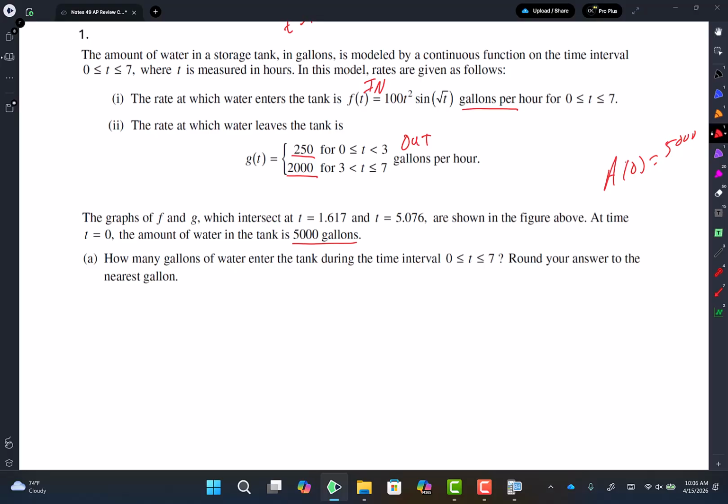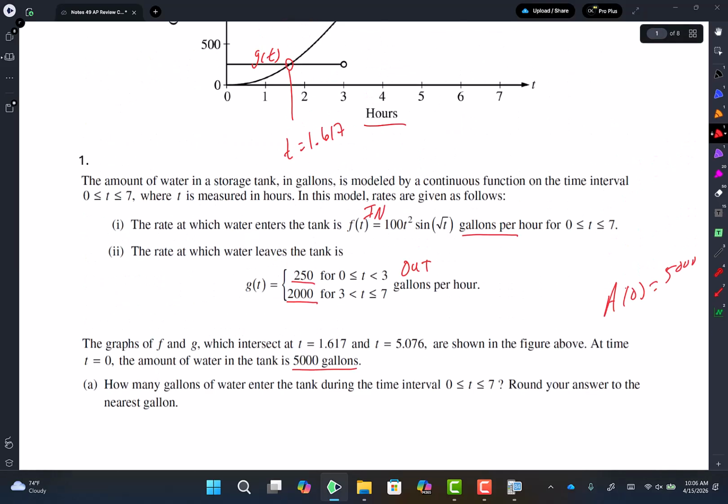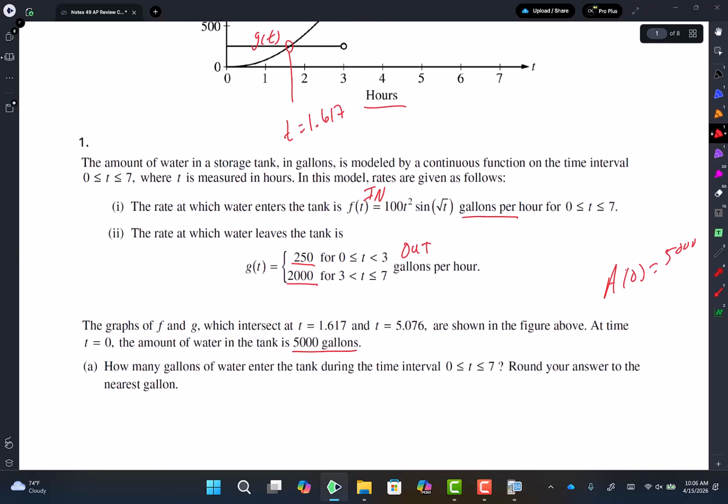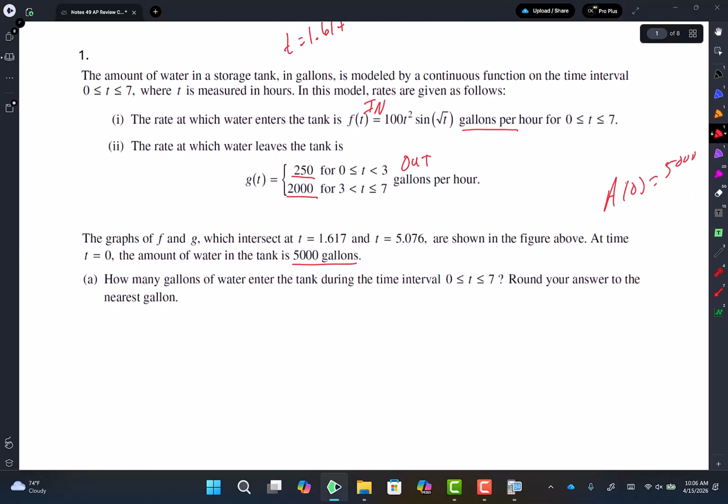If at t equals 0 the amount of water in the tank is 5,000 gallons, shouldn't that be shown on the graph? No, the graph is a rate. It is not how much water is in there. All right, let's see what letter A says.